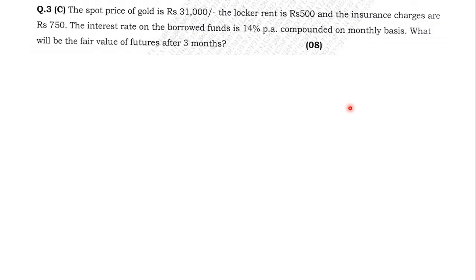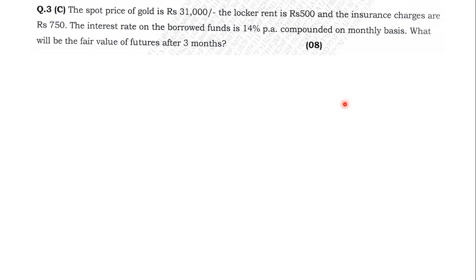The very first question was question 3C. The spot price of gold is rupees 31,000. The locker rent is 500 and the insurance charges are 750. The interest rate is 14% per annum compounded on a monthly basis. What will be the fair value of the future after 3 months?